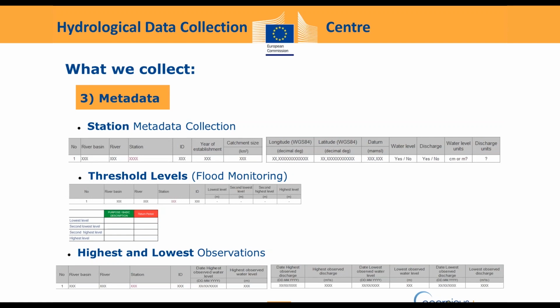These are samples of the 3 tables we send to the partners, and you can see the essential metadata for the station: the river basin, the name of the river, the name of the station, the ID, the year of establishment of the station, the catchment size, the coordinates, the datum, if the station has water level or discharge, the unit, etc. In respect to the threshold levels applied to the flow monitoring, we collect the different thresholds.